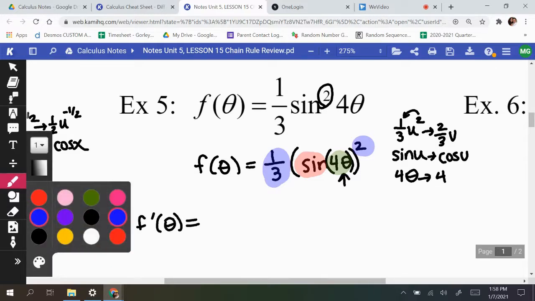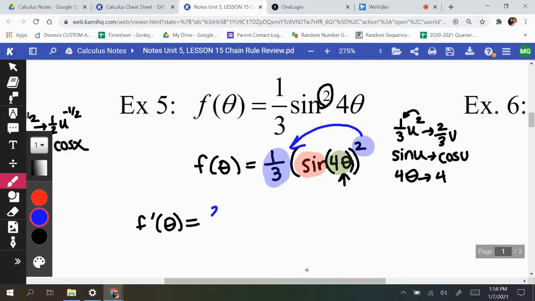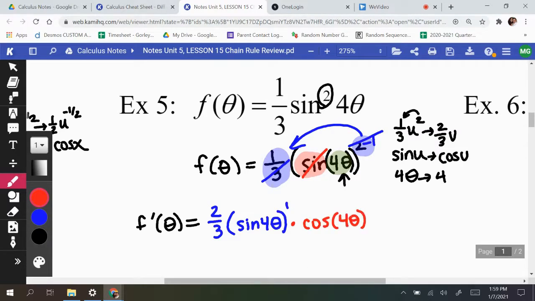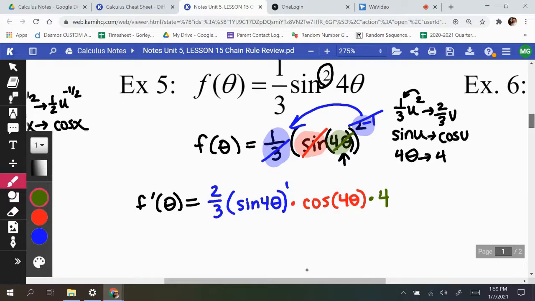Starting with my outermost function, 2 times 1/3 is going to be 2/3. That inner part stays the same, so we've got sine of 4 theta. Then we subtract 1 from the exponent, so we get to the first. Okay, so that outer part is done. Then we multiply by the derivative of sine, which is going to be cosine of that same angle. Notice 4 theta doesn't change. And then I've got to multiply by my innermost layer's derivative, which the derivative of 4 theta is just 4.